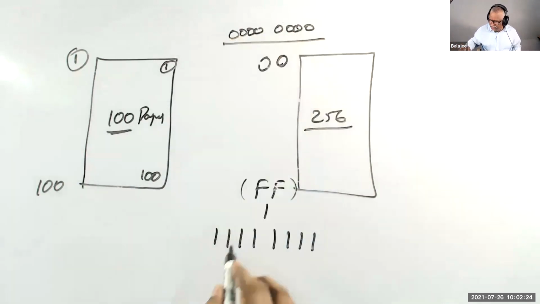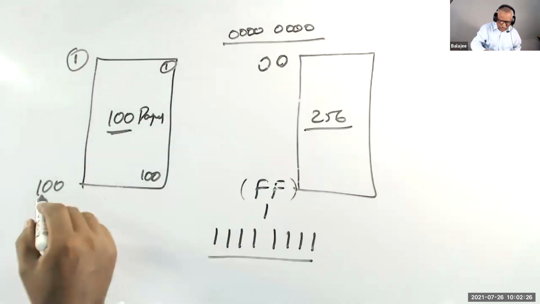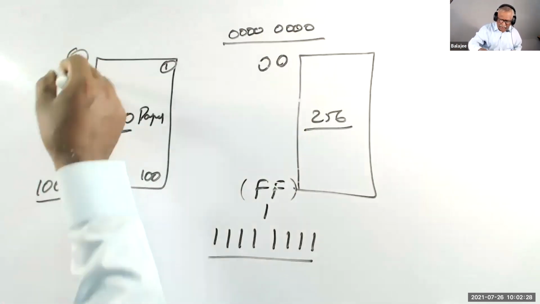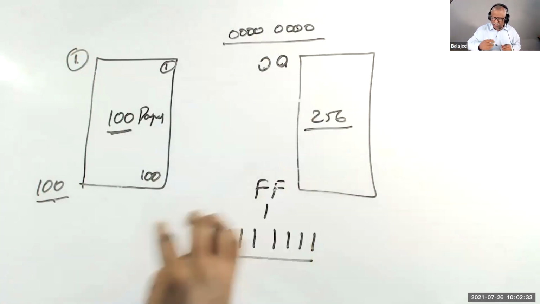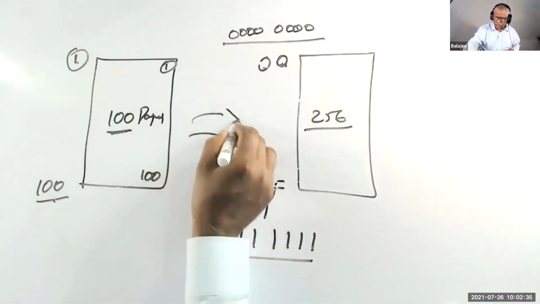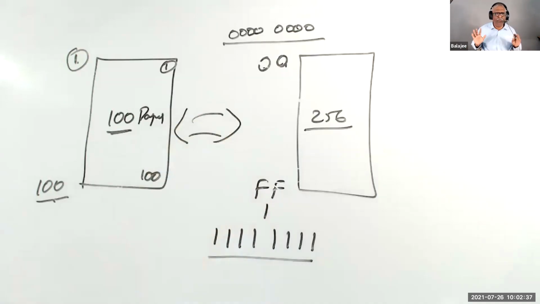That is, I'm using 8 bits. Here I'm using 3 digits. 1 to 100, 00 to FF. So if you are able to relate these two, then you won the game. You win the game. If you have a problem in this, then stop here.